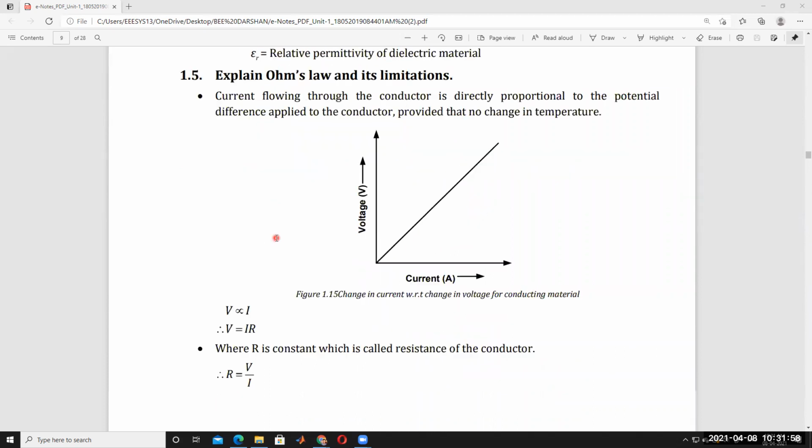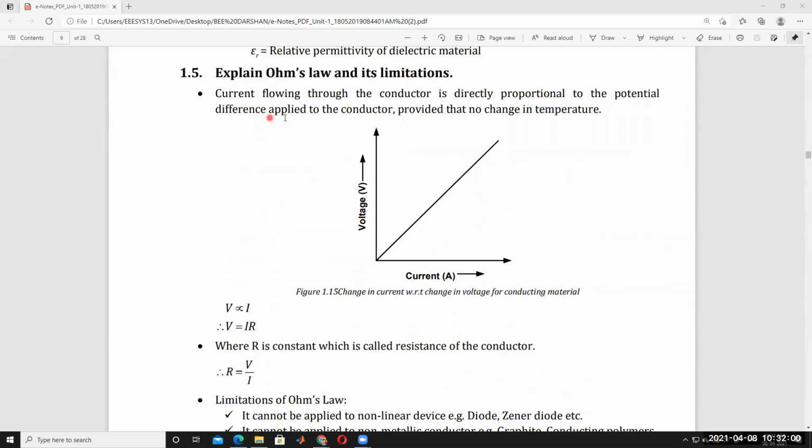Coming to Ohm's law and its limitations, we have to discuss first Ohm's law. The current flowing through a conductor is directly proportional to the potential difference applied to the conductor, provided there is no change in temperature. So this is the definition of Ohm's law. The current is proportional to the potential difference between two points, at constant temperature. Ohm's law is valid at constant temperature.